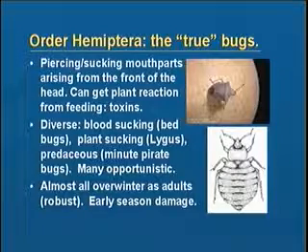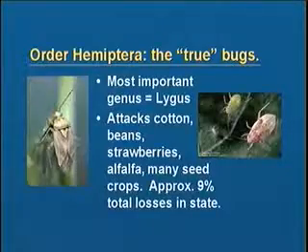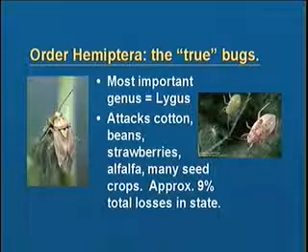And they almost all overwinter as adults. This gives them a huge advantage in spring because they come out already as adults. This is typical of Lygus, and they can do early season damage. So they're really robust insects. The most important genus in this group is considered to be Lygus.